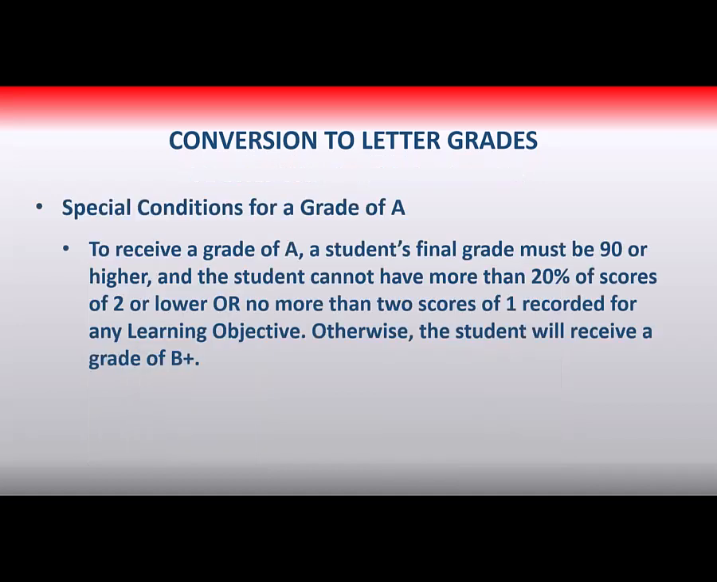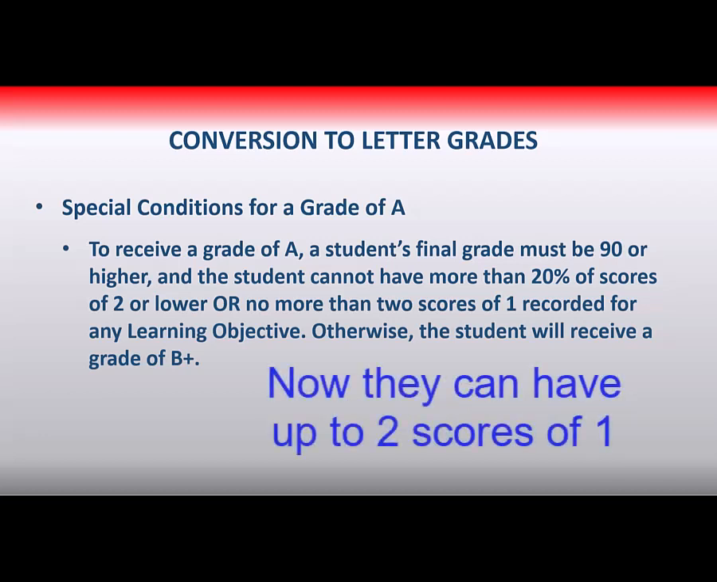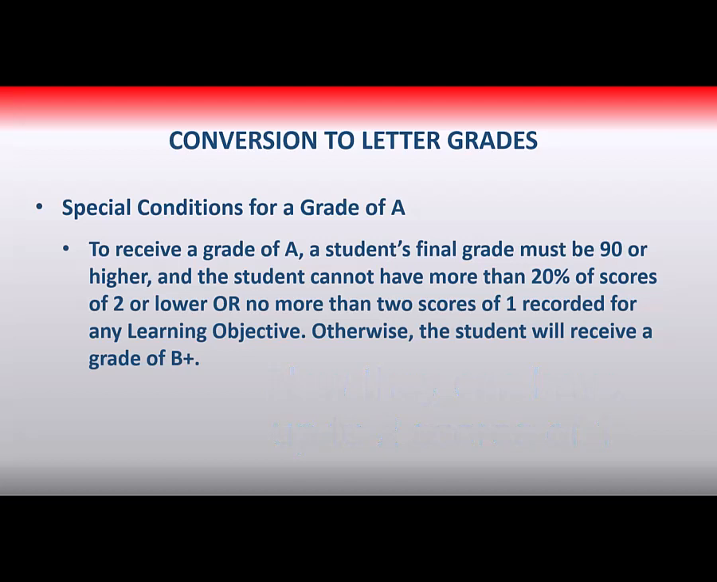Because the grade of A indicates a mastery of the subject matter, there are special conditions to earn an A. First, the student's grade must be a 93 or higher, and the student cannot have more than 20% of scores of 2, or they can have no scores of 1 recorded for any learning objective. Otherwise, that grade will be a B+. This has to do with me certifying that the student has mastered AP Physics, not just mastered part of it and done poorly on another part. I'll explain more of this a little bit later in the video.